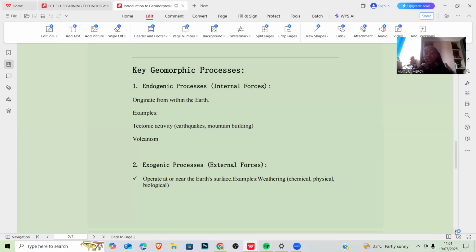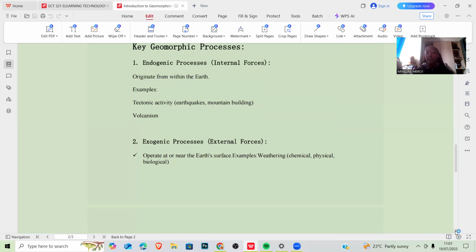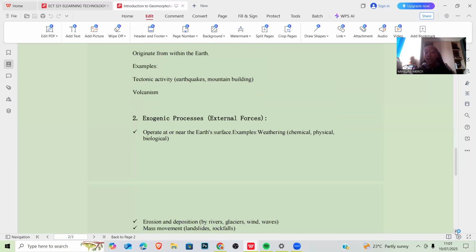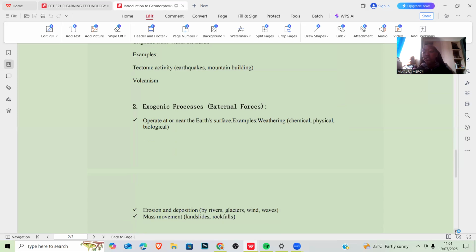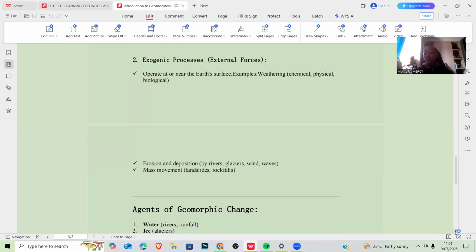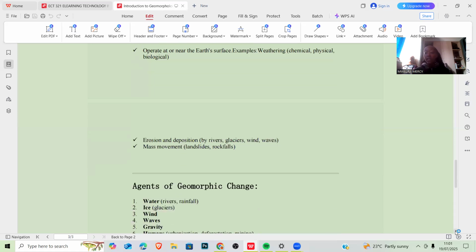Exogenic processes operate at or near the Earth's surface, and include weathering. You all know weathering, and erosion. Erosion is the sweeping off of the top layer of the soil. There's also mass movement like landslides, rockfalls, all that.